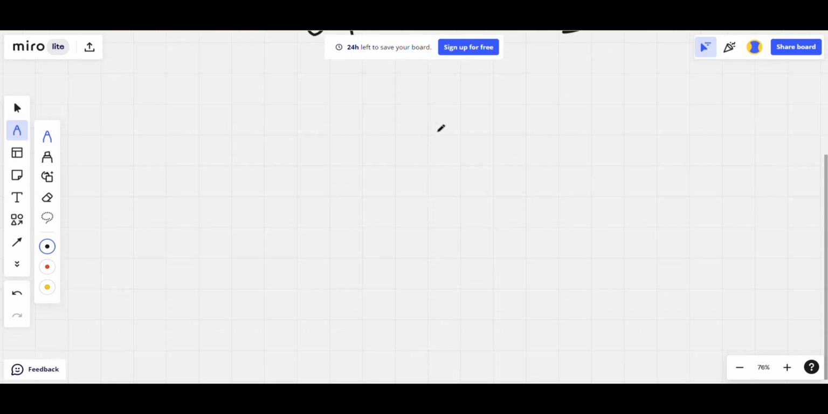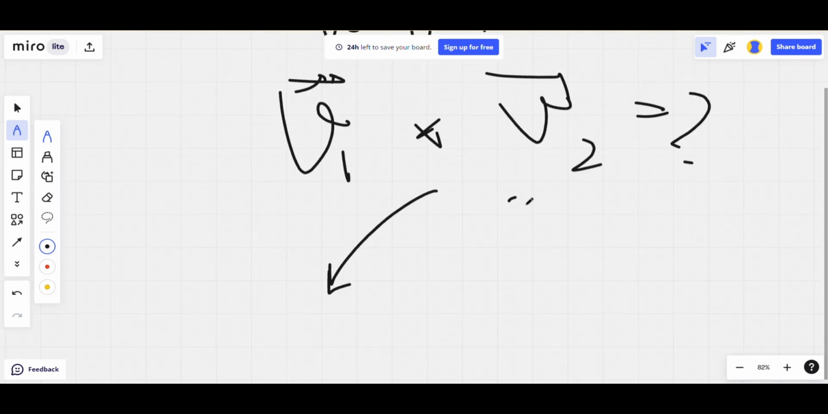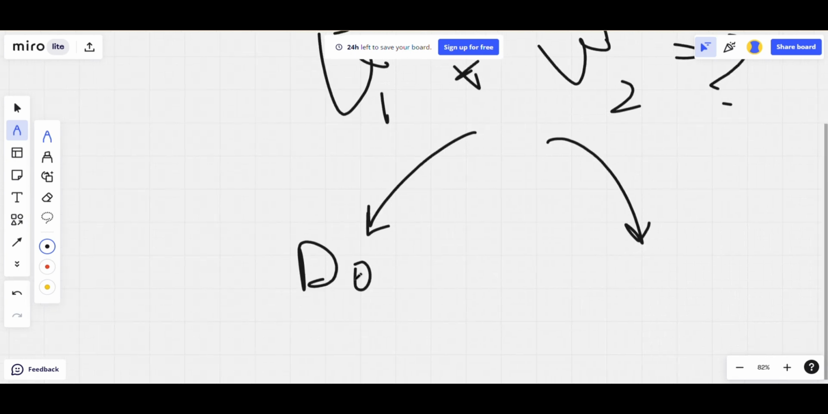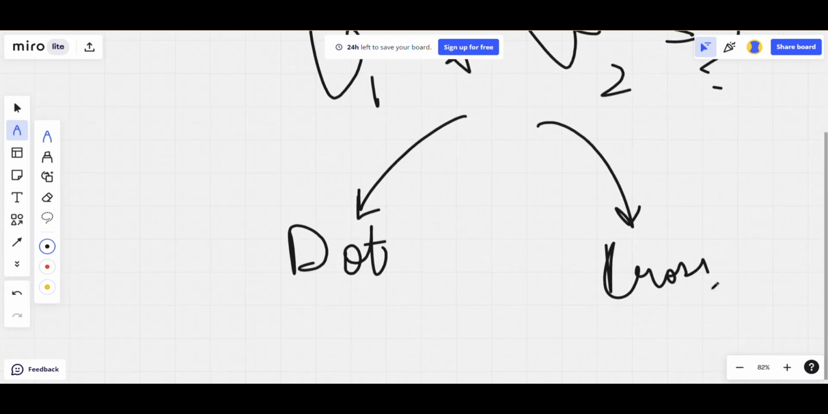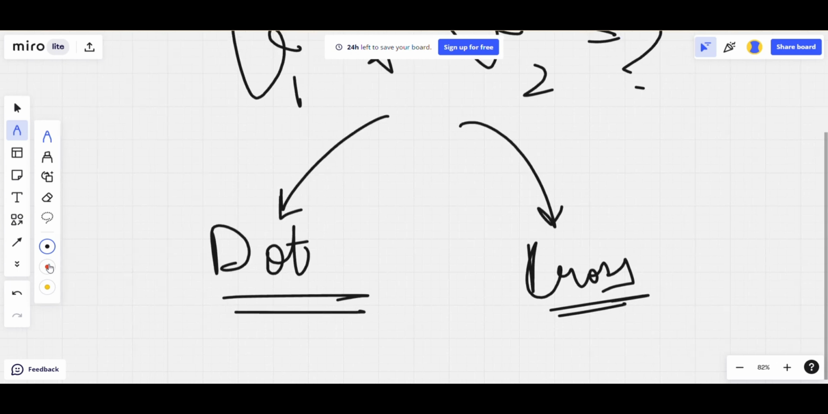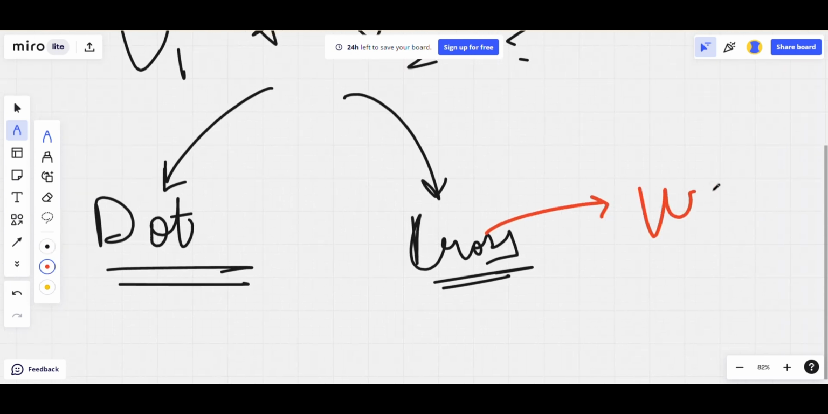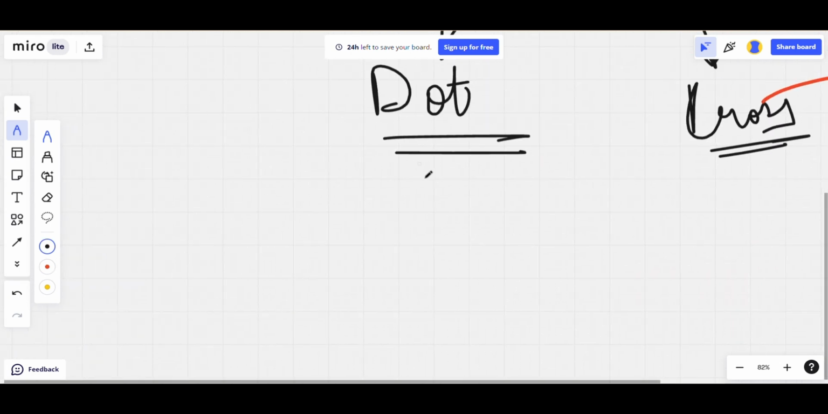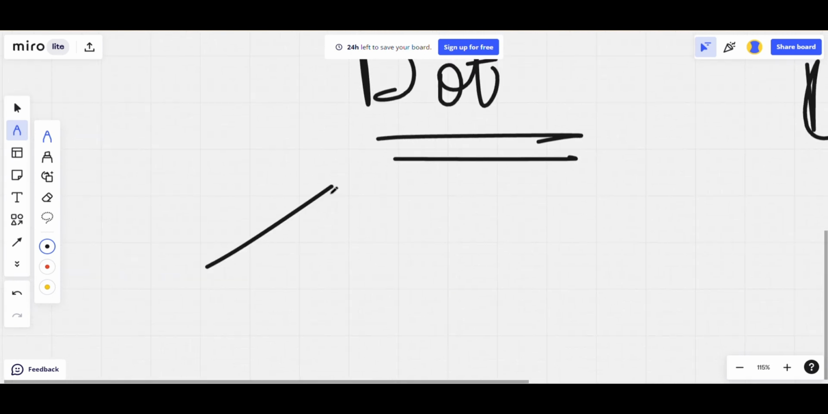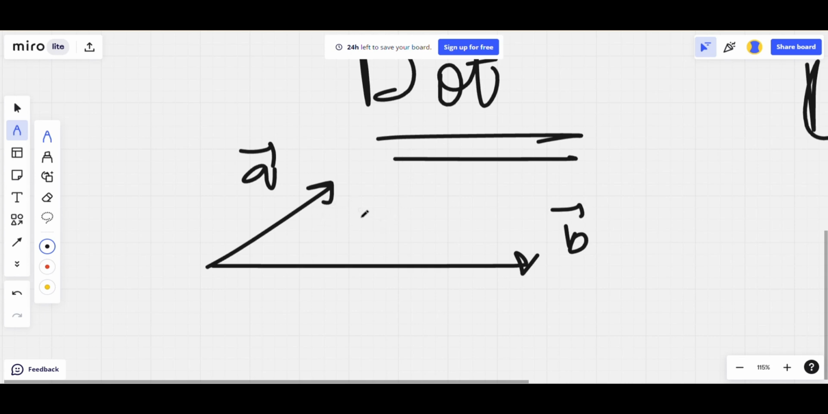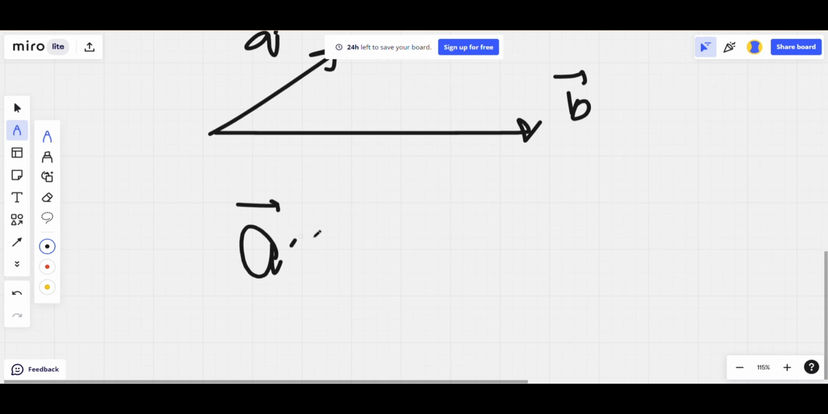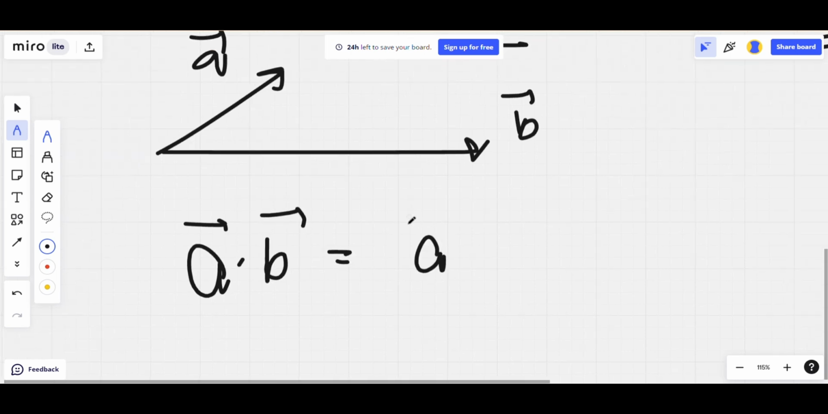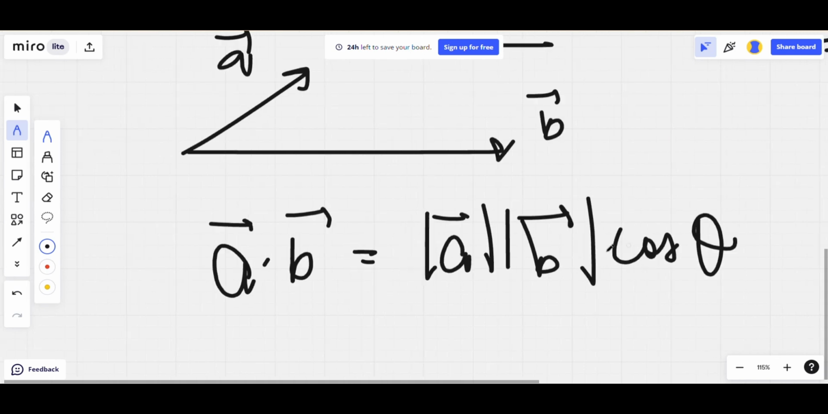We have two methods to multiply two vectors, because vectors are not like normal numbers. The first method is dot product, and the second one is cross product. Cross product is kind of complicated. Dot product is pretty simple. You will need cross product for some chapters, and dot product for work, energy, power and most of the chapters. So, if you have this vector a and this vector b, how do you multiply these two vectors? The dot product is given by a dot b, which is the magnitude of a vector multiplied by the magnitude of b vector into cos theta.